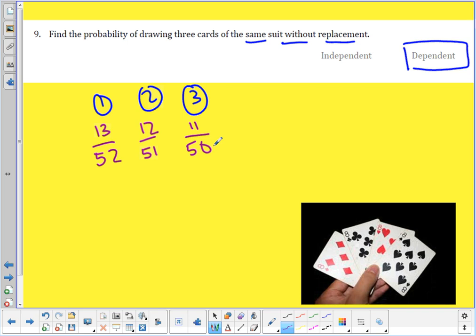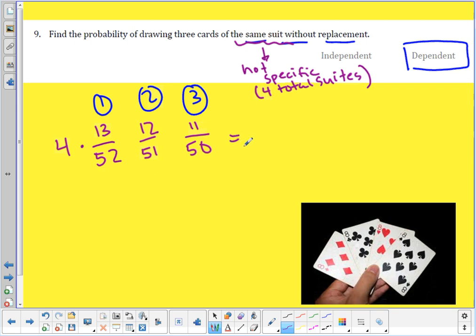Now, here's the thing about this question. This is assuming that there's only one suit in the deck, okay? But there's actually 4 different suits in the deck. And because the suit wasn't named specifically, it just says same suit, this is not specific. I need to multiply by 4 total suits. I need to multiply this probability by 4 because there's 4 different ways this could happen. This could happen with spades, this could happen with hearts, this could happen with diamonds, and this could happen with clubs. So I need to take this probability and multiply it by 4.